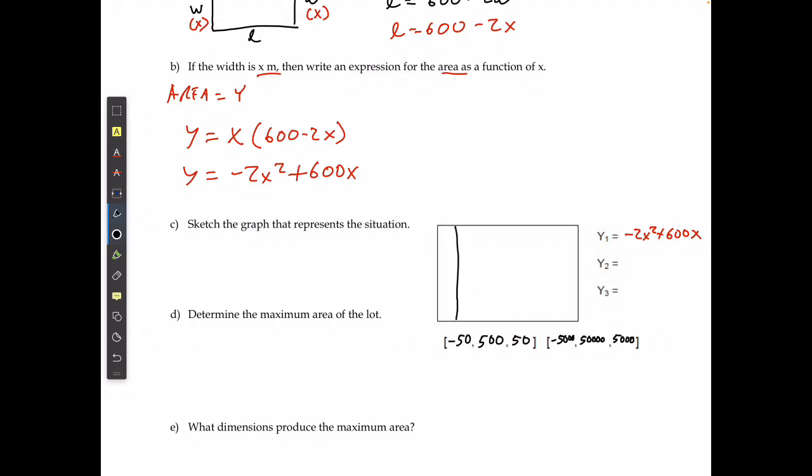I'm going to draw what this looks like on my calculator. And I get something that looks like this. My key points are at 0 and 0, at 300 and 0, and a vertex or a maximum point at 150 and 45,000. Determine the maximum area of the lot. Well, that's going to be my maximum point, 45,000 meters squared.